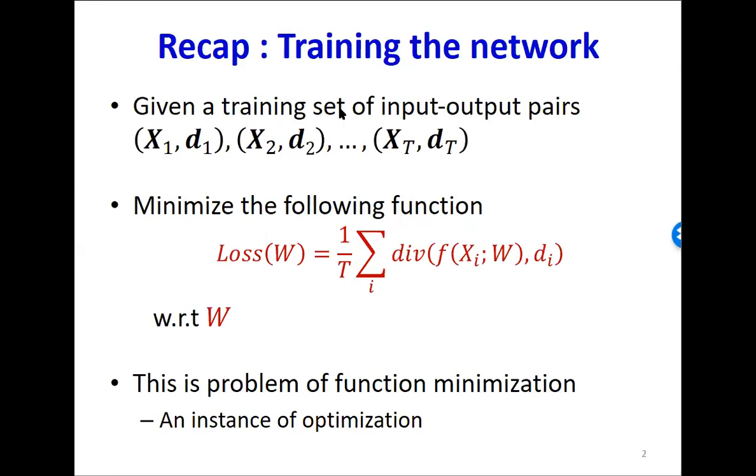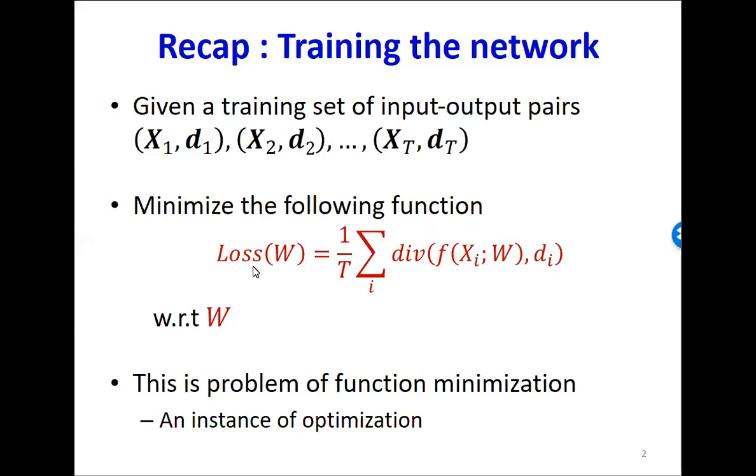You're given a training set of input-output pairs, (X, D), where each X is the input to the network and D is the desired output of the network. We defined a divergence between the actual output of the network, which is given by this function f, which has the parameters W, which are the parameters of the network. And so the divergence was defined between this f and the desired response of the network in response to X. We defined a loss, which was the average divergence over the entire training set. And to train the network, we minimized this loss with respect to W.